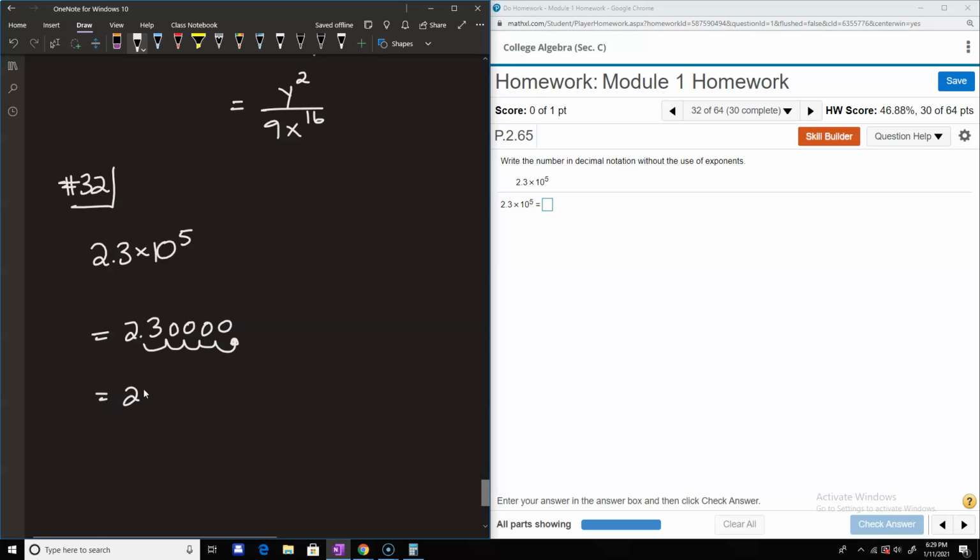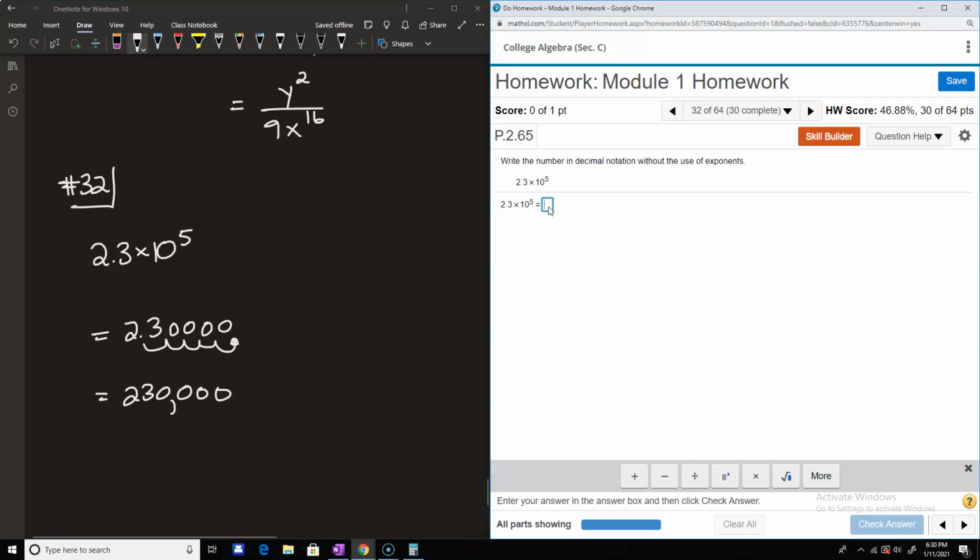So this would come out to 230,000. So that would be the answer. If you multiply by 10 raised to a negative exponent, we would just move the decimal to the left rather than to the right. That's pretty much all you need to understand to change scientific notation back to standard decimal notation.